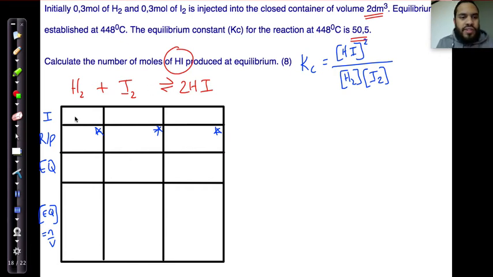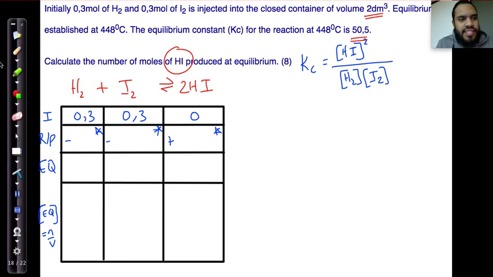So 0.3 moles of iodine gas, let's just put that in there, 0.3, and 0.3 moles of, sorry, that was hydrogen gas, this is the iodine gas. They both were 0.3 moles, and they were injected into a container of volume 2. We didn't start with any of the hydrogen iodide, so that's going to be 0. Now, because we're not starting with anything, we have to produce on this side, and therefore this is going to be a plus, this is going to be minus, this is going to be minus. Usually, you would inspect the change. In this case, you're starting with nothing, so you have to produce something.